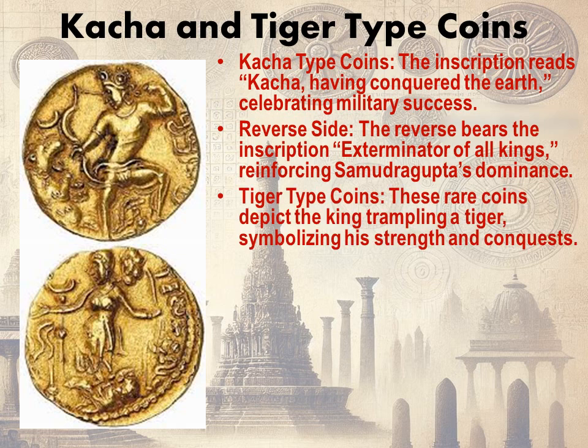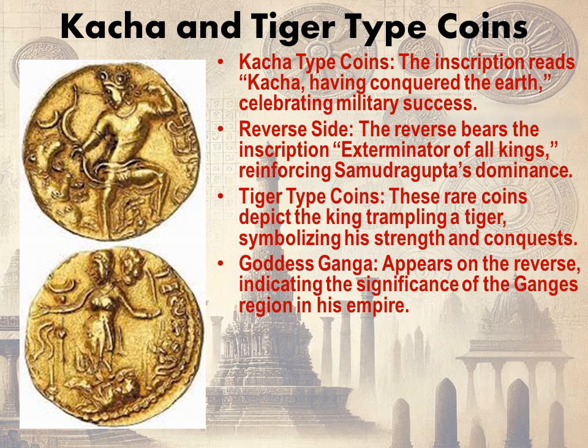These rare coins, which are the tiger type coins, depict the king trampling a tiger, symbolizing his strength and conquest. So, in the tiger type coins, we see that King Samudragupta is trampling a tiger, and that indicates his strength and his prowess in military conquest.